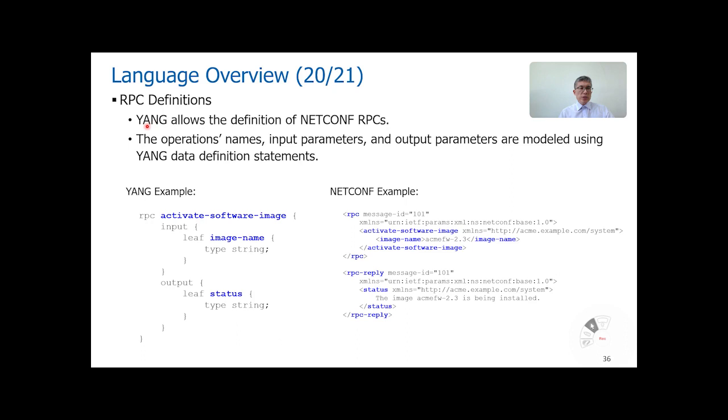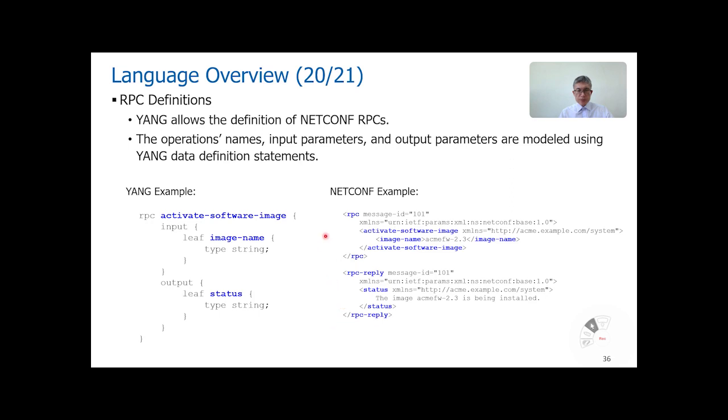Okay, and then let's move on to RPC. RPC is used to specify NETCONF operation names and the input parameter and the output parameter. So here, RPC in Yang: activate-software-image, input has image-name, type is string, and the output has status, type is string. So in NETCONF, this is the RPC request, or remote control request.